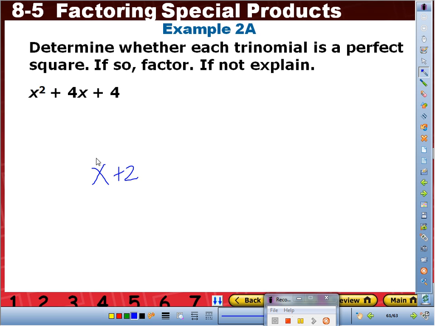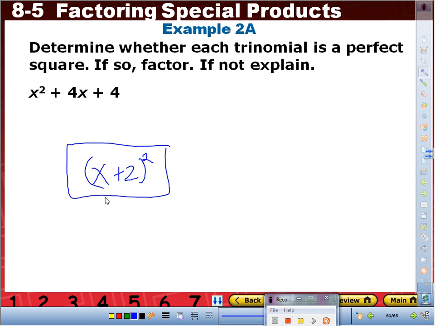X plus 2 squared. Hands if you got that. That is correct, because check this out. The square root of x squared is x. The square root of 4 is 2. 2 times x, that's 2x. If we double that, does that give us the middle term? Yes. Okay, let's do another one.